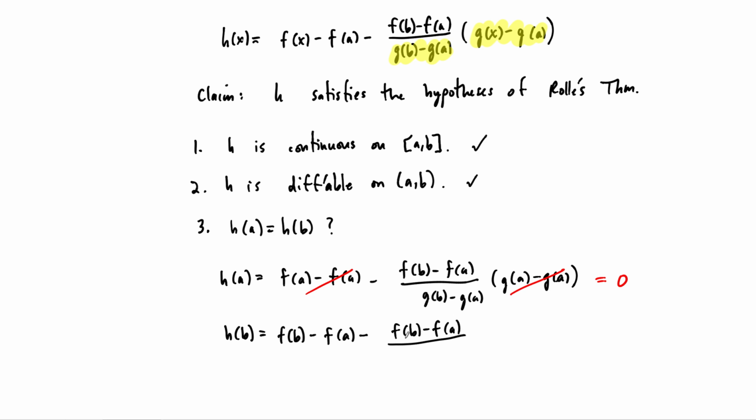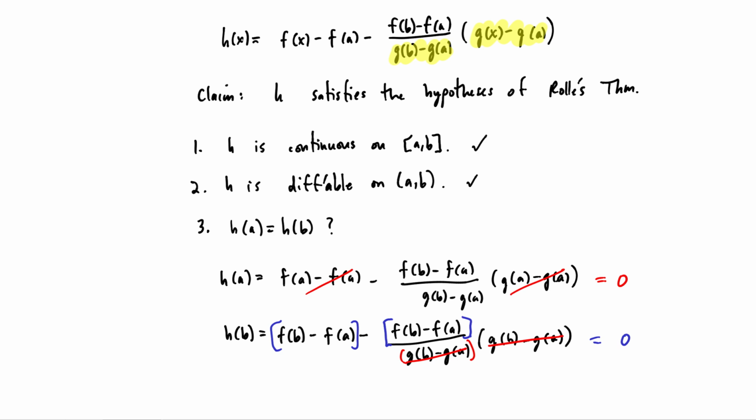That's all going to be subtracted, right? And then g of b minus g of a. And then over here, this becomes g of b minus g of a. And look at this, we've got these two terms cancel. And then we've got something, f of b minus f of a minus itself, right? f of b minus f of a minus f of b minus f of a. So that whole thing is also 0.